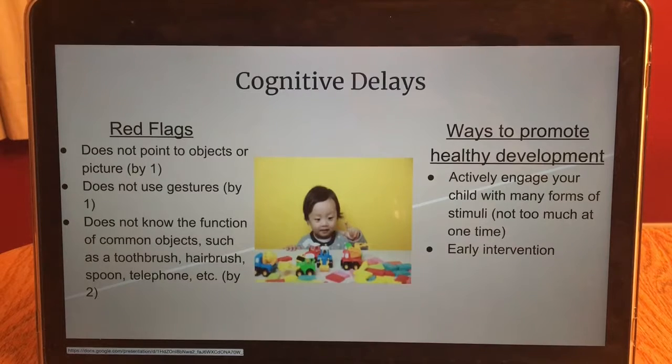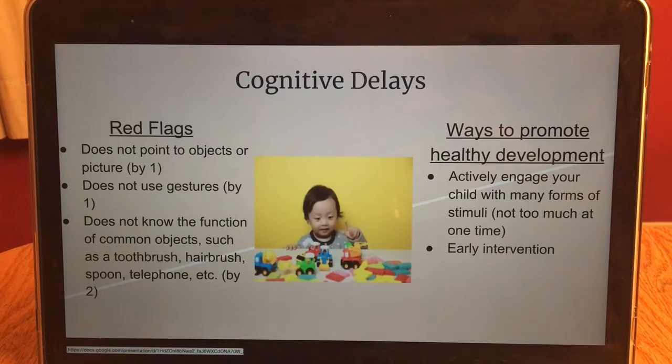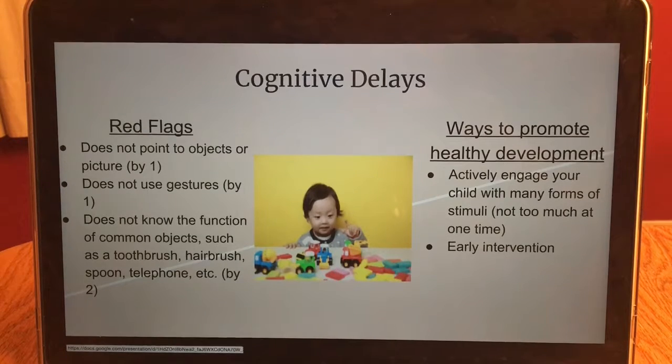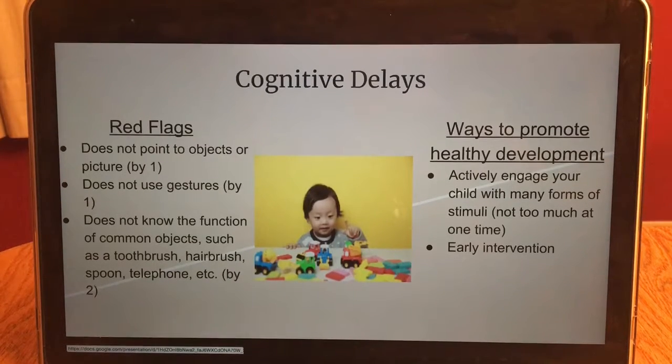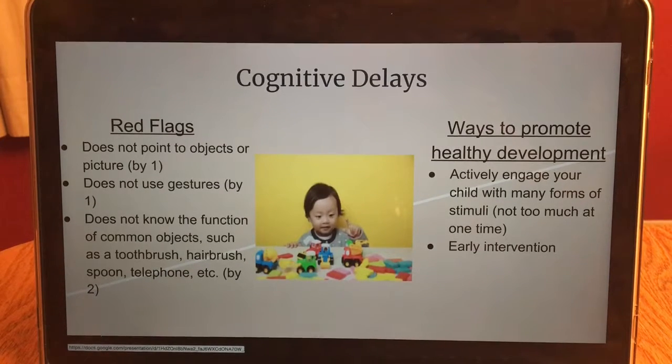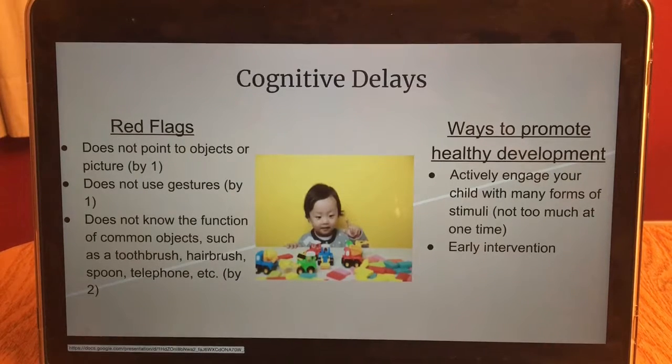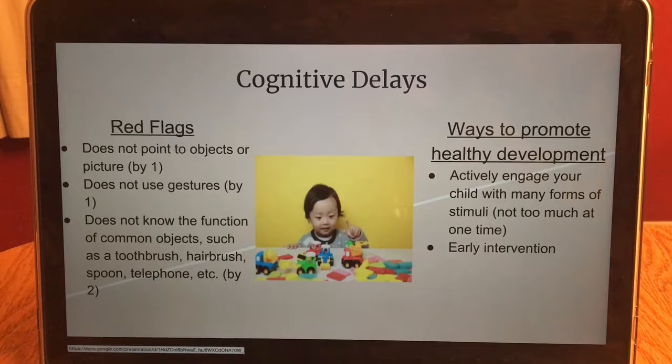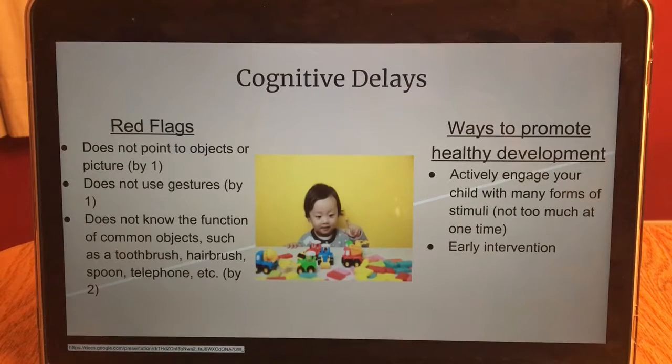Cognitive delays. Some red flags to look out for is if your child does not point to objects or pictures by 1 year old, does not use gestures, does not know the function of common objects such as toothbrush, hairbrush, spoon, telephone, etc. by 2 years old. Ways to promote healthy development are to actively engage your child with many forms of stimuli, as long as it's not too much at one time. So just a variety of things that would get them mentally engaged. And the thing that best combats cognitive delays is just early intervention. I'll go more into early intervention in a second.